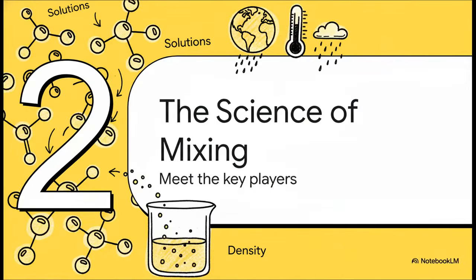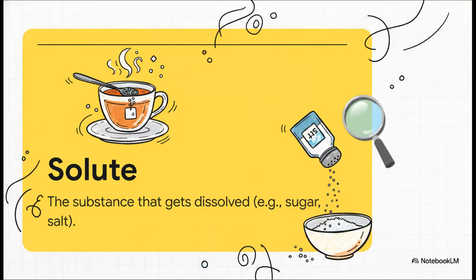So, to really understand how these uniform mixtures get made, we've got to meet the key players in this process. Let's break down a few must-know terms. First up, we have the solute. This is pretty simple. It's the stuff you're adding in. It's the sugar you put in your coffee, or the salt you add to water to boil pasta. The solute is what's going to get dissolved.